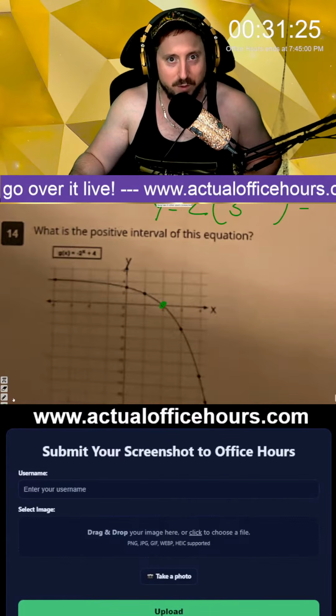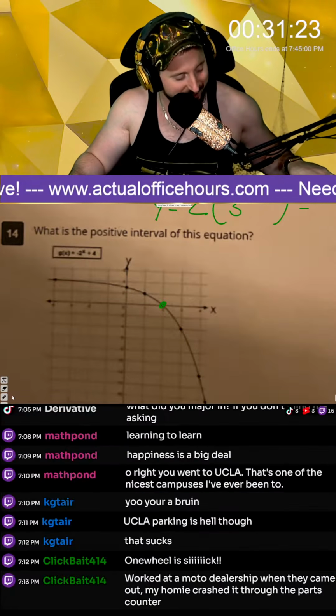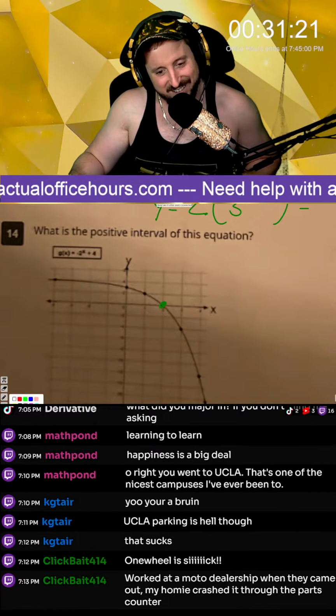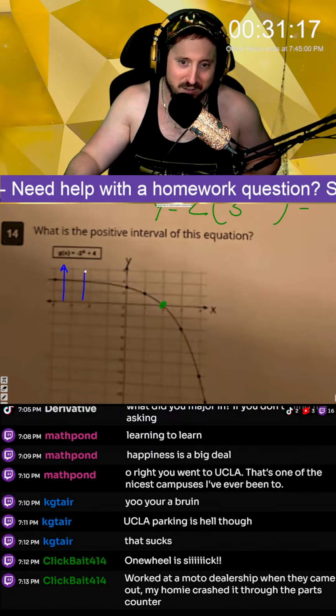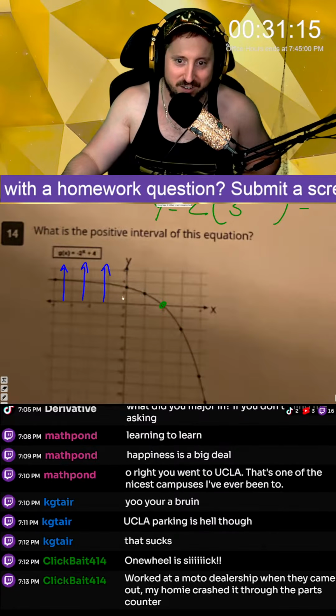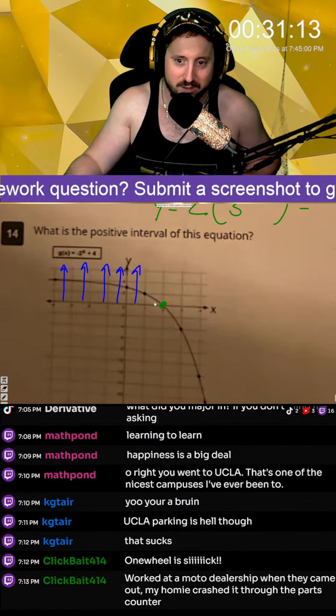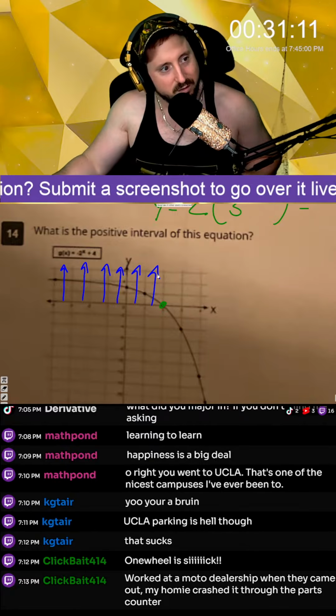Worked at a moto dealership when they came out. My homie crashed it through the parts counter. Yeah, you can definitely mess up on them for sure. I've been riding them for years though, so I'm okay at this point.